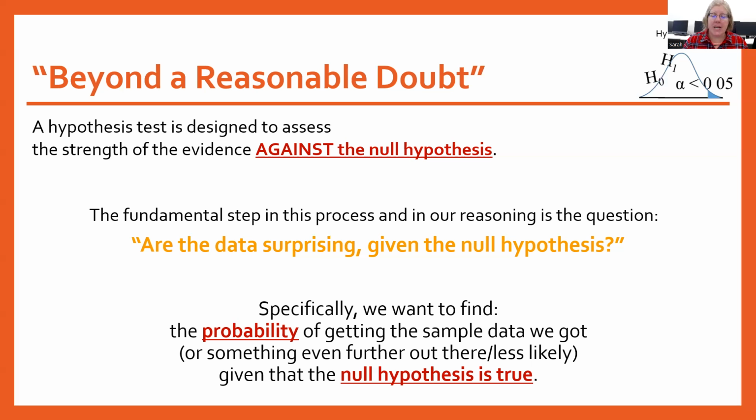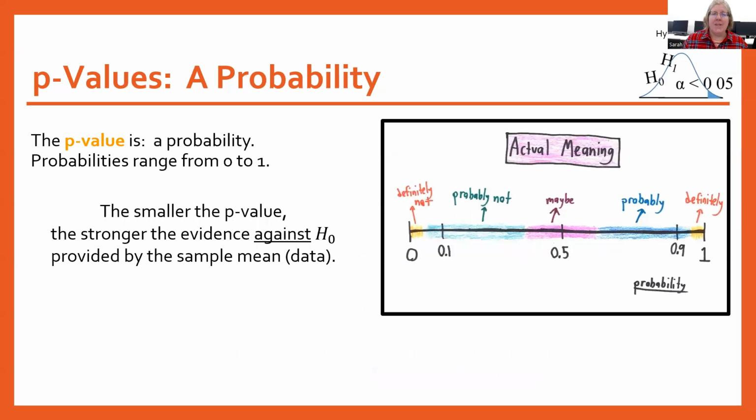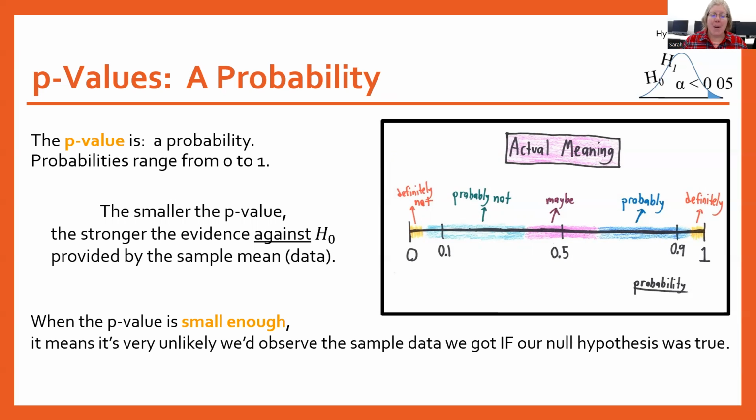So specifically what we're looking for here is we want to find the probability of getting the sample data we got or something even further out there or less likely given that the null hypothesis is true. So we're looking at that probability, and we're going to call that a p-value. And probabilities range in value from 0 to 1. The smaller that p-value or probability, the stronger the evidence against the null hypothesis. So if that p-value is small enough, it means it's very unlikely we'd observe the sample data we got if our null hypothesis was true.